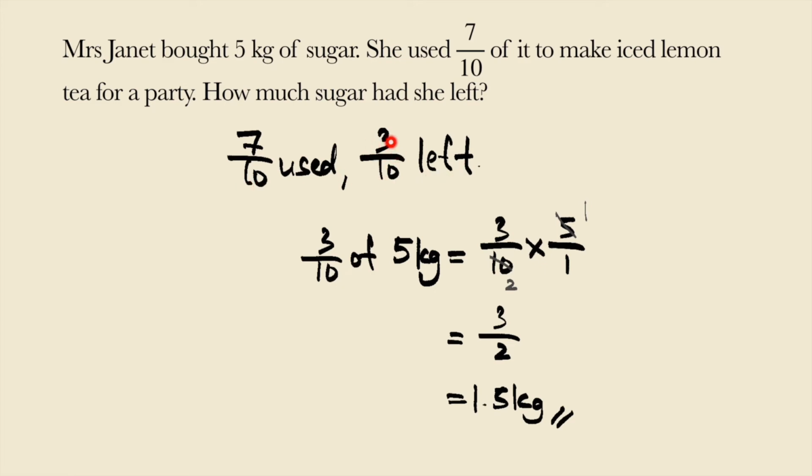And this is 3/10 as a fraction. This fraction of 5 kg. Okay, what is this 3/10 of 5 kg? As you know, this section, we are focusing on "of" as in multiply. That's basically 3/10 of 5, giving us 1.5 kilograms.